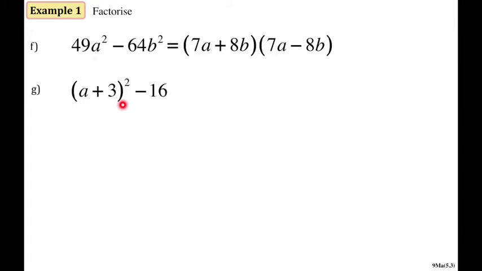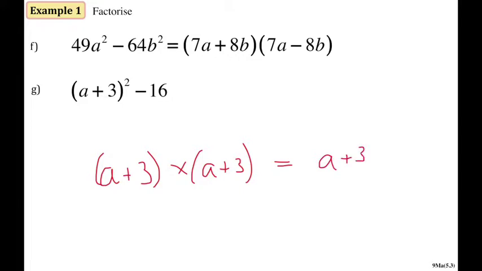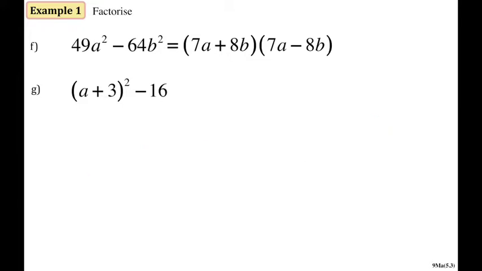What about the first term? Well, the answer is yes, because the bracket has a squared above it. If you actually think about it, a plus 3 times a plus 3 equals a plus 3 in brackets squared, because it happens twice. So it is a perfect square. So each bracket is going to begin with a plus 3. Each bracket is going to end with 4, 4 4s are 16.